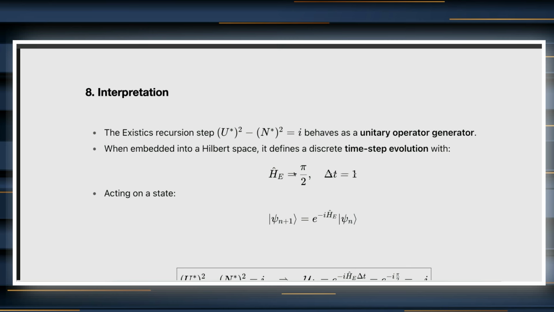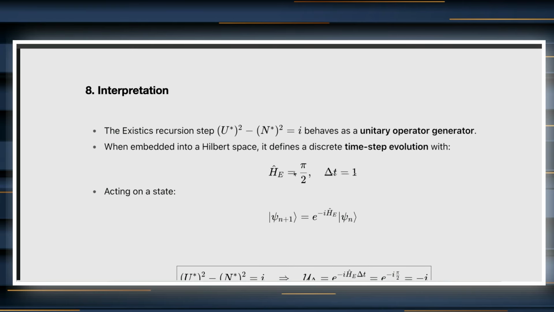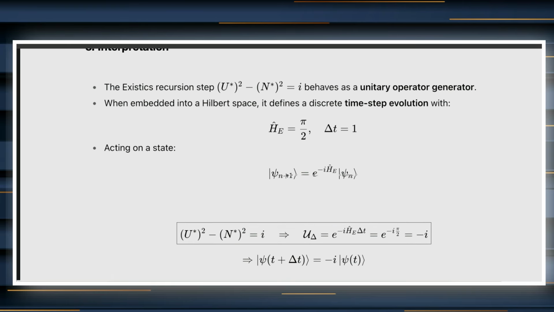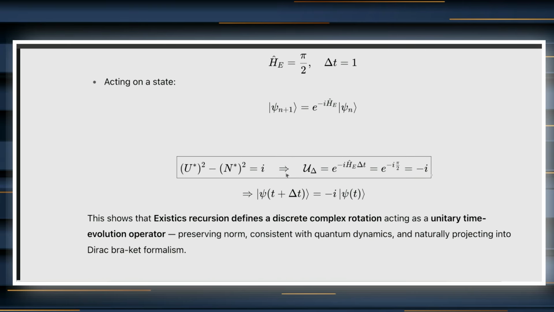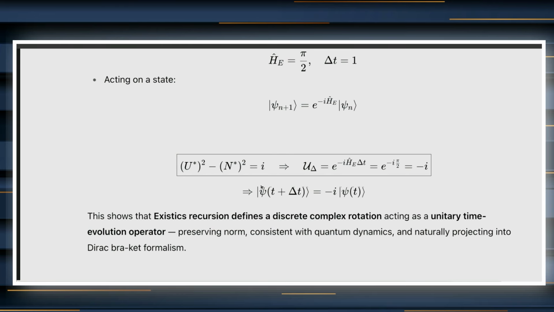Interpretation: the Existics recursion step behaves as a unitary operator generator. While embedded in a Hilbert space, it defines a discrete time step evolution. Ta-da! This shows that Existics recursion defines a discrete complex rotation acting as a unitary time evolution operator, preserving norm, consistent with quantum dynamics, and naturally projecting into Dirac bra-ket formalization.